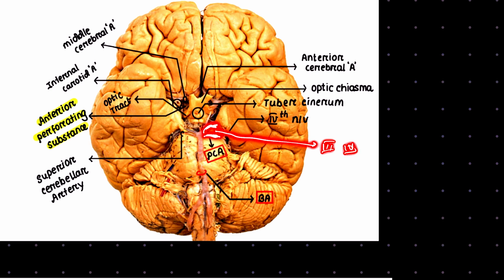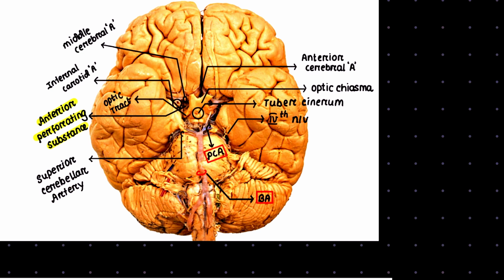So if there is a problem in these arteries, the posterior cerebral artery and the superior cerebellar artery, there can be an effect on our third and fourth cranial nerves. That is one important thing. We talked about this. The superior cerebellar artery is shown right here, and the above one is our posterior cerebral artery. We already mentioned that between them we have our third and fourth cranial nerves. That's all.